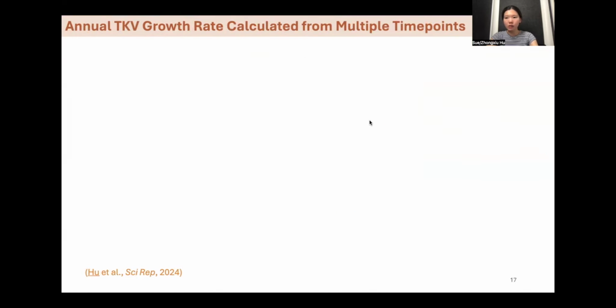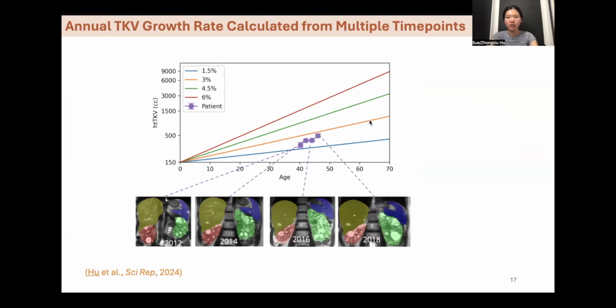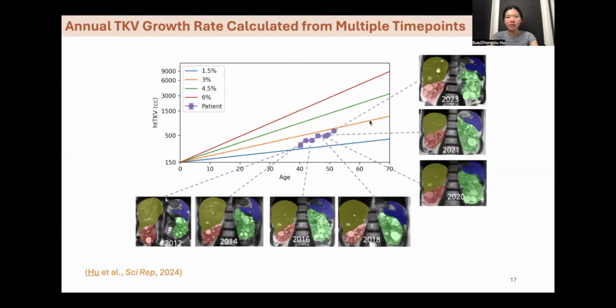To calculate the TKV growth rate, multiple images should be included. Here, for example, each image represents a time point on a semi-log plot of the HtTKV versus age. Although the patient was estimated to be MIC 1B, the true kidney growth rate is 5.1% per year, which indicates the patient is more likely a rapid progressor similar to MIC 1C or 1D instead of 1B.